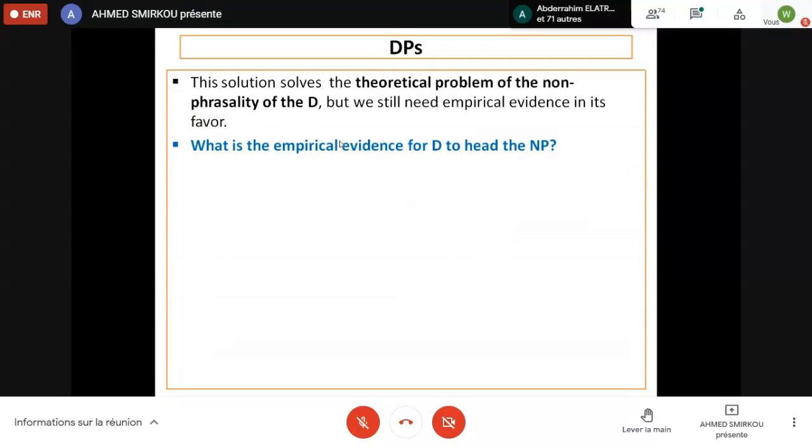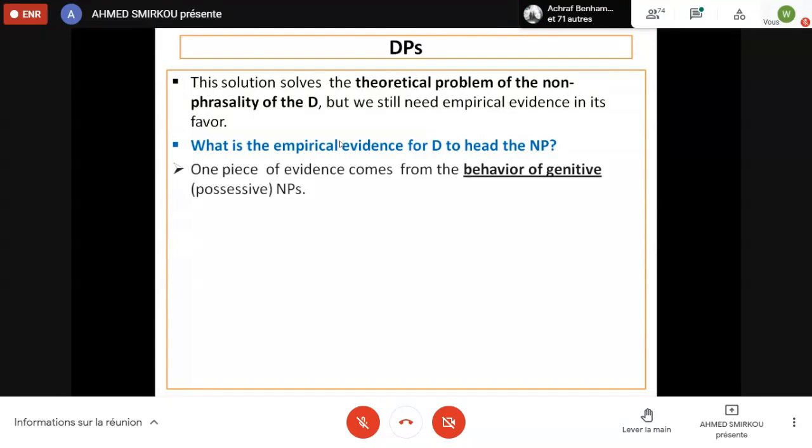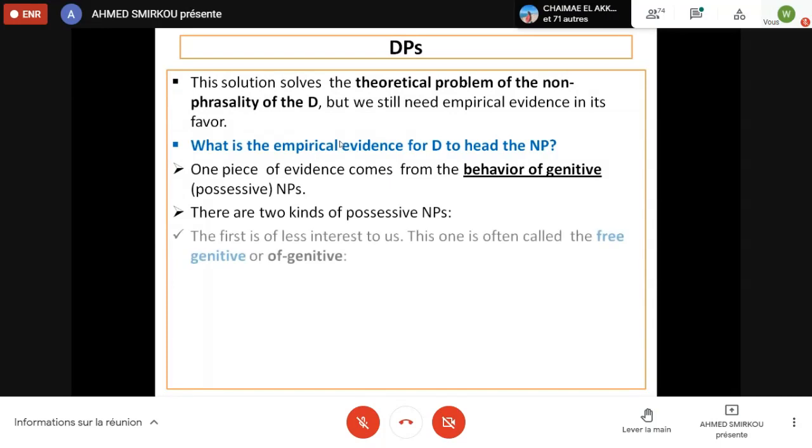Now, we need further arguments. What is the empirical evidence for the determiner to be the head of the NP? One piece of evidence comes from the behavior of genitive possessive NPs. We are going to talk about two possessive forms in English, of and apostrophe S, the genitive S. There are two kinds of possessive NPs.